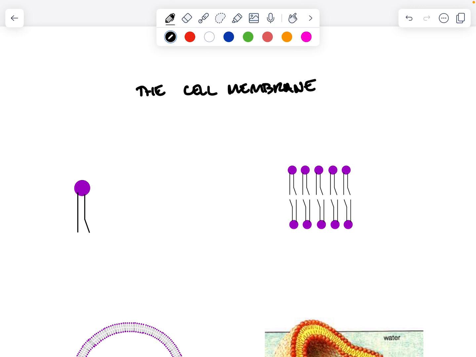So we are moving on from the big four. We have studied carbohydrates, fats and lipids, and now proteins, specifically enzymes, pretty extensively. And now we're going to move into talking about cell structure and function. So we've talked about all the things that make up cells, the big four, and now we're going to put it all together to actually talk about cells themselves.